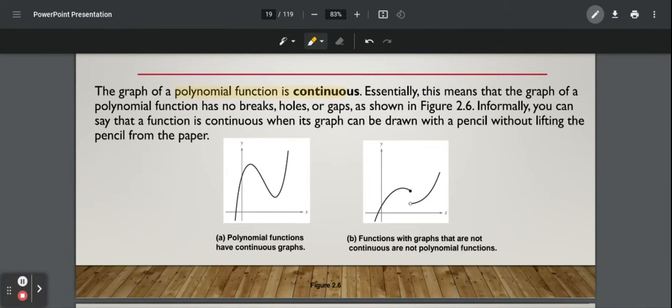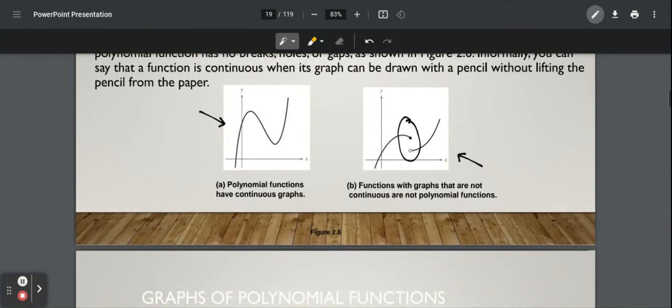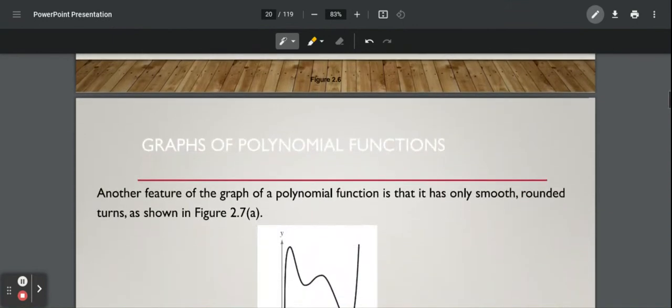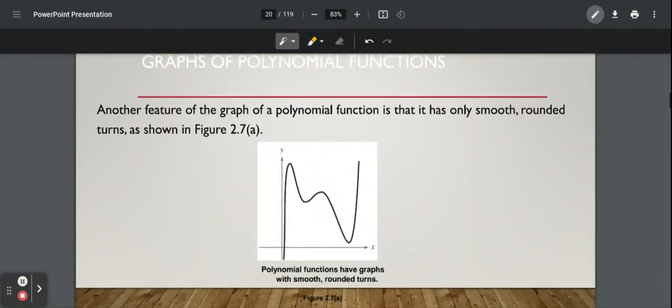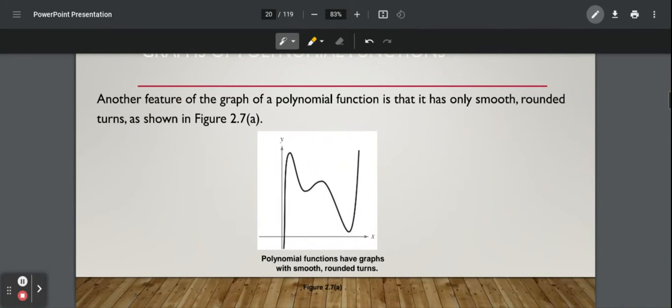has to be continuous. So this first graph right here, this is a continuous function right here, right? It doesn't have any breaks in it. Where this graph here is not continuous, you have the break in the graph right here. So B would not be a polynomial because it's not continuous. Another feature of polynomial is it has to have smooth, rounded curves or turns if it changes direction.